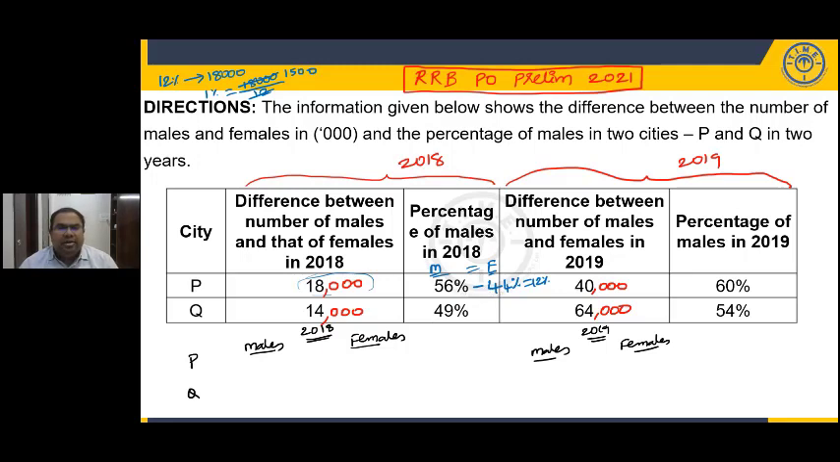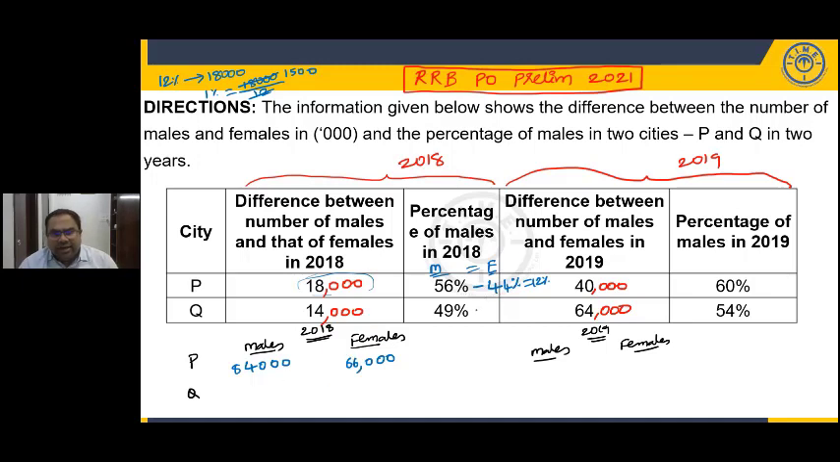Now you can calculate. 56 into 15, with 2 zeros in 1,500, is 84,000. Similarly, 44% is 44 into 1,500, with 2 zeros, which is 66,000.